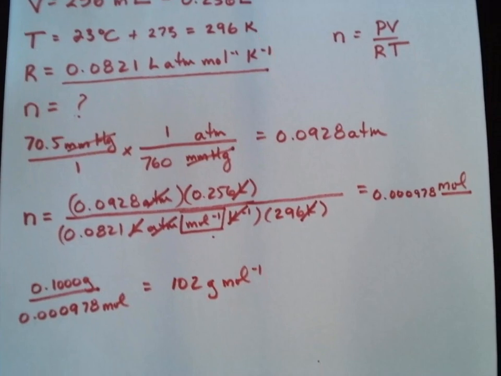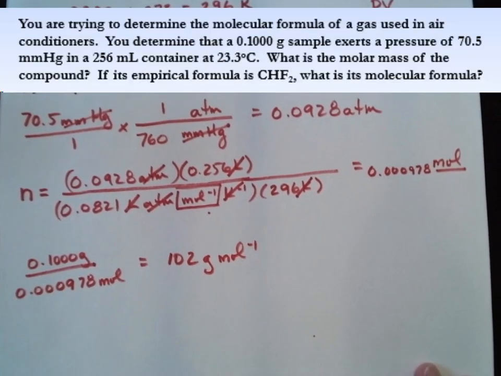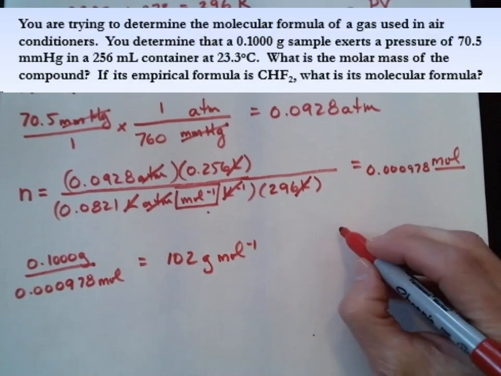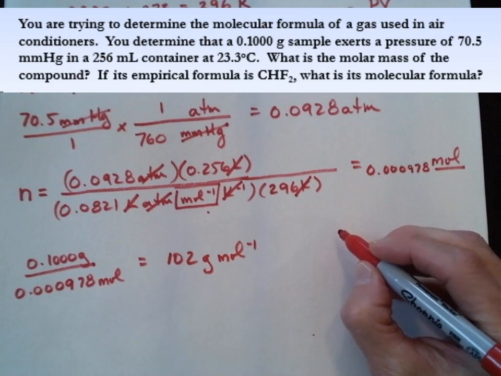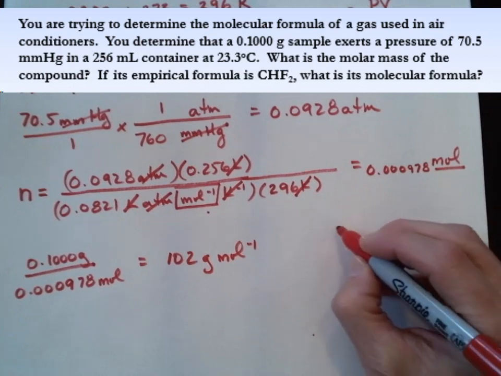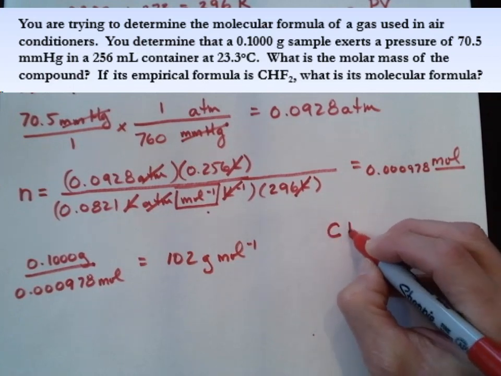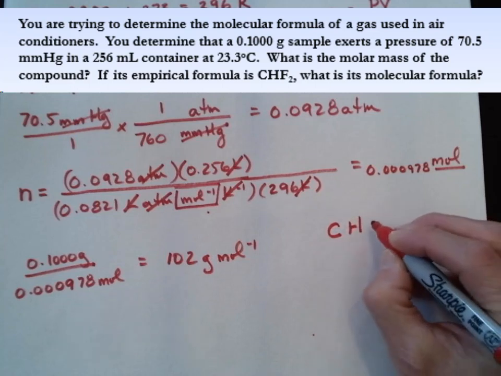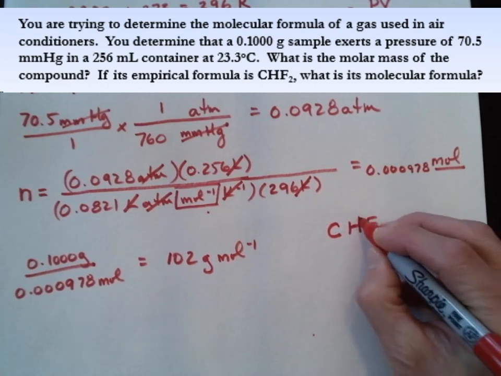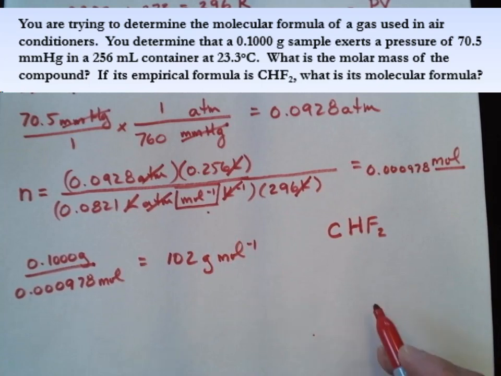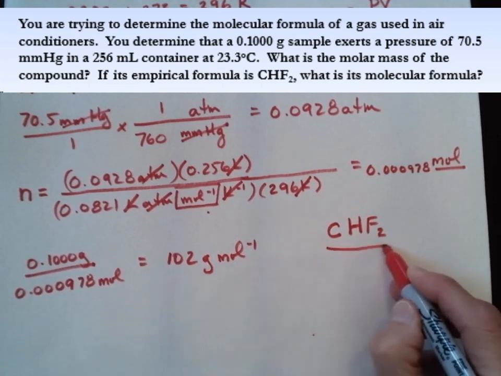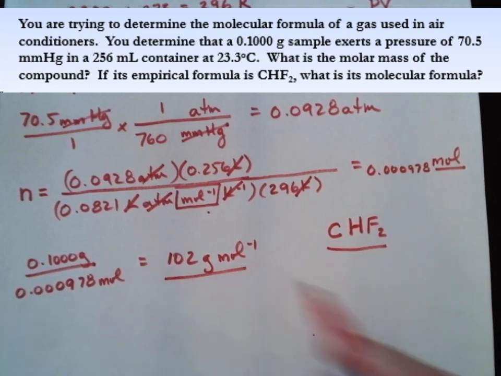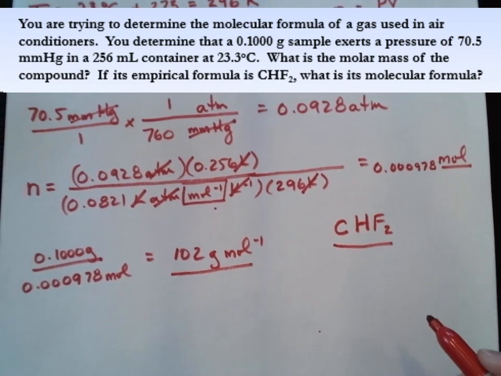Now, our problem goes on further to state that the empirical formula of the gas, which is the lowest whole number ratio of the atoms in the molecule of the gas, is CHF2. If this is the empirical formula and this is the molar mass, what's the molecular formula?